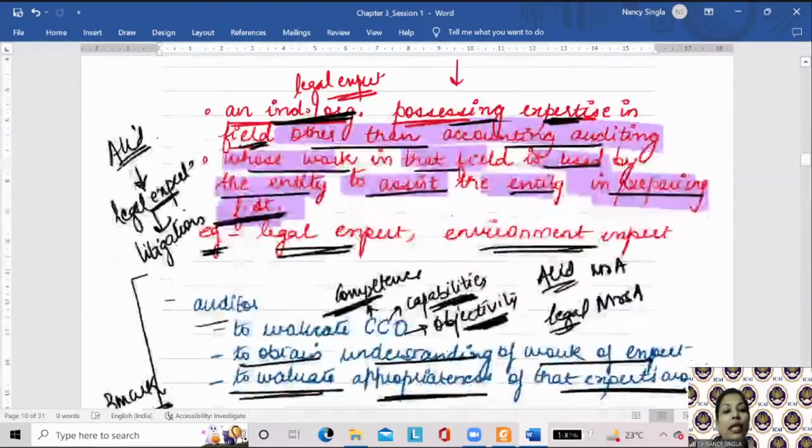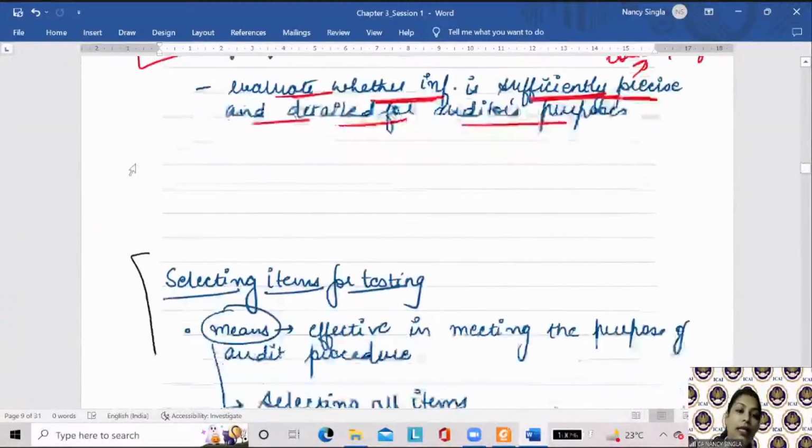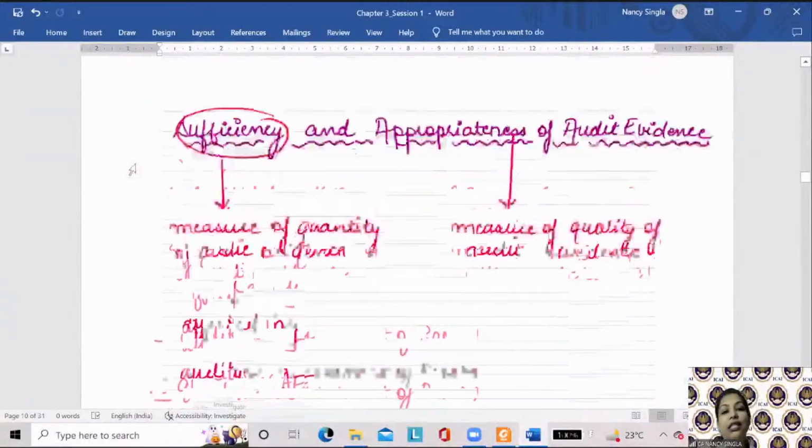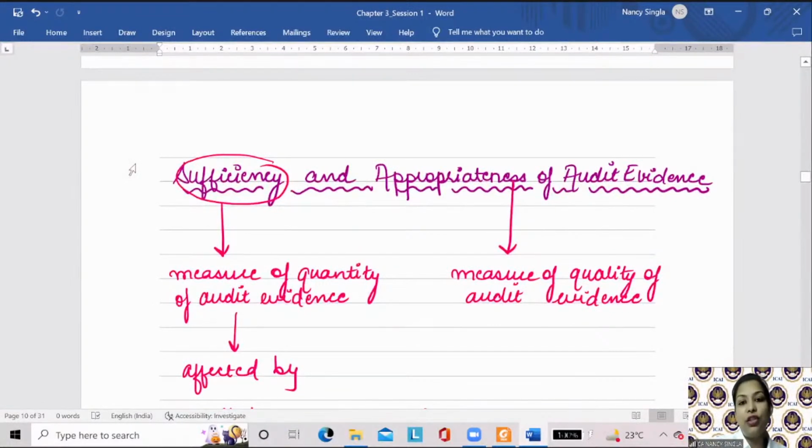ठीक है. Now students, if you remember in the chapter so far, wherever we have discussed about audit evidence, I have always used the term the auditor needs to obtain sufficient and appropriate audit evidence. Now the question is, what is meant by sufficiency and what is meant by appropriateness of audit evidence? Audit evidence क्या होता है कि information जो auditor use कर रहा है in order to draw the conclusions on which he is going to base his opinion. ठीक है. Now कितना audit evidence sufficient है, कितना audit evidence appropriate है, now we are going to discuss that.